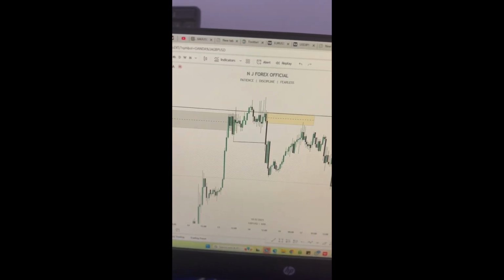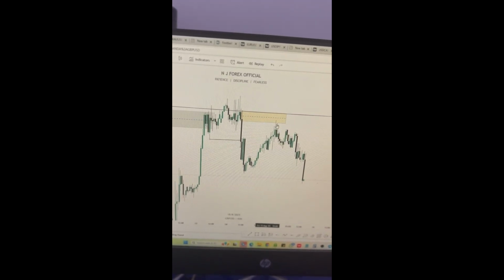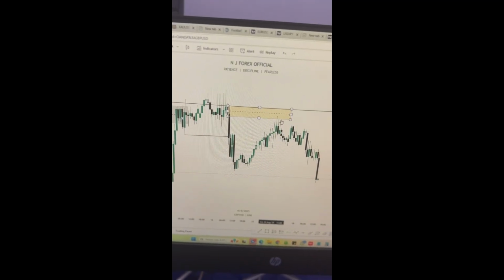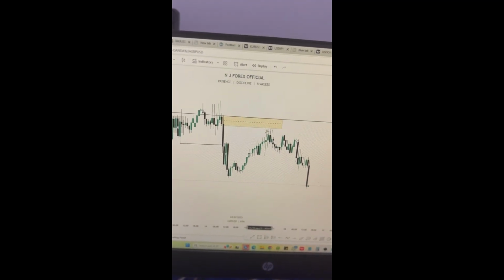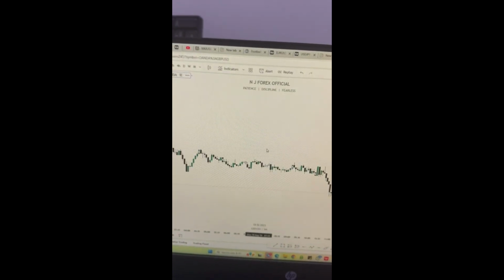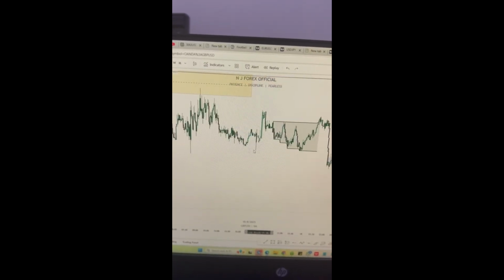I actually got my entry on the 5 minute time frame, where the first touch, you can see the market tapped on the zone the first time. So I didn't just want to enter aggressively after the first touch, so I scaled down to the 5 minutes to get another extra confirmation.